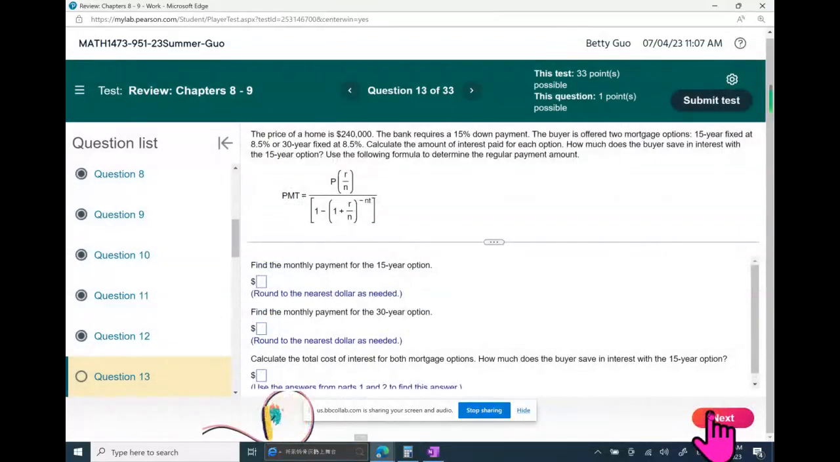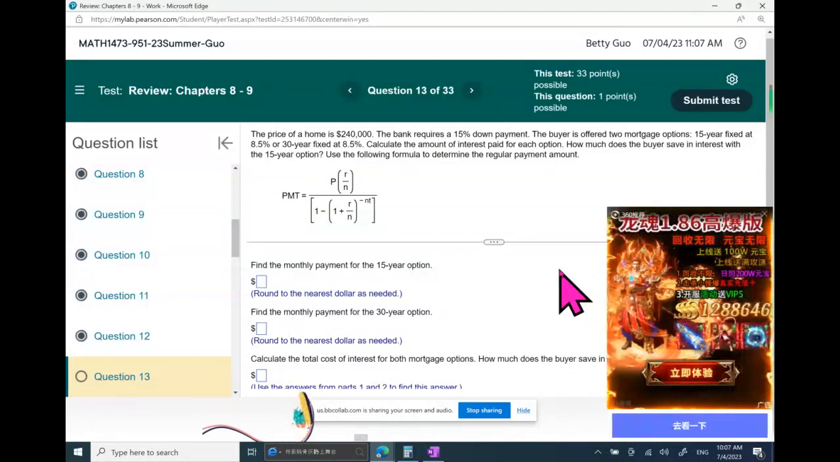Question number 13. The price of a home is given. Banker requires 15% down payment. Buyer is offered 2 mortgage options. This is another big project. The first option is 15-year fixed at 8.5%. The second option is 30-year fixed at 8.5%. Only the difference is the time. Calculate the amount of interest paid for each option.